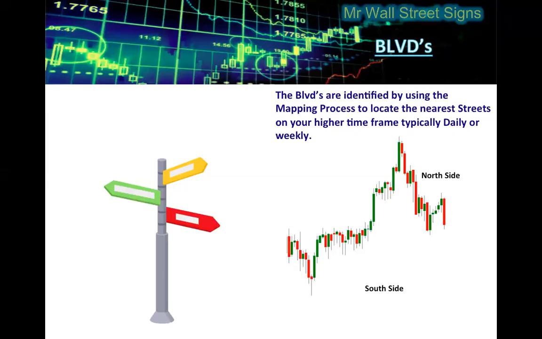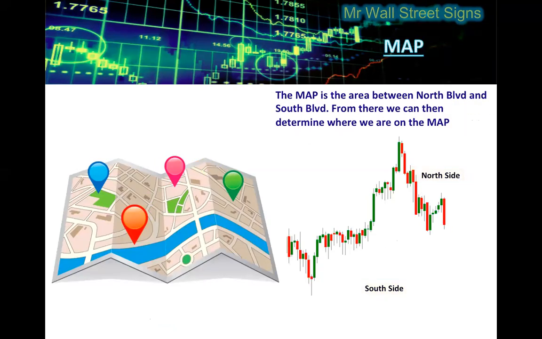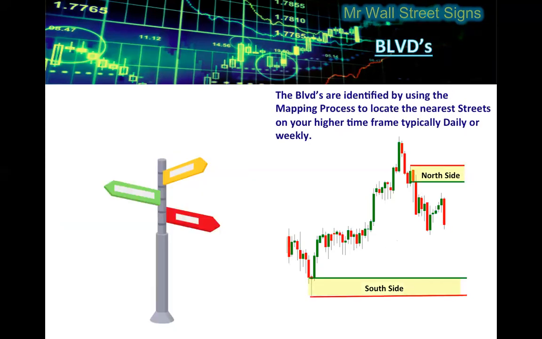So, what is a boulevard? My bad. Back up. A boulevard is just these different avenues that we find on a higher time frame, right? We identify it by using our mapping process. But the only thing that a boulevard is, is streets that we find on our higher time frame.